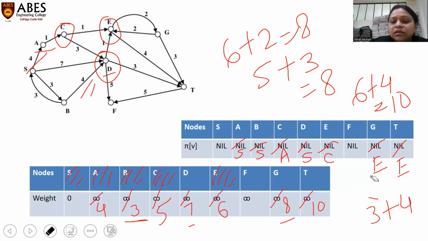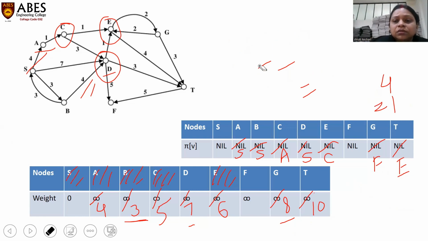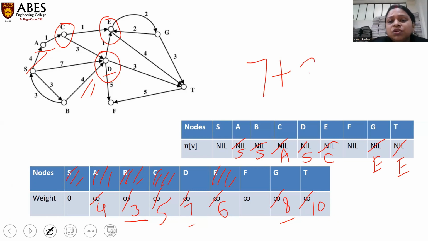Right? And F is containing the current value, that is infinity. So let's check for the relaxation of this T. T is currently containing 10 value. When we are going from D to T, D is containing the value 7 plus the weight of the edge from D to T is 3, that is equals to 10. Both are same. No need to relax the value of T.